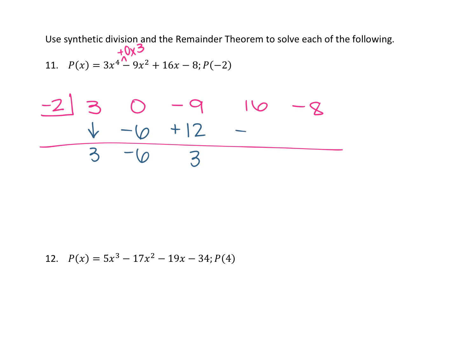Times negative 2 is negative 6. 16 minus 6 is 10. Times negative 2 is negative 20. Minus 8 is negative 28. Again, your remainder, which is that negative 28, is your answer. So p of negative 2 is equal to negative 28.